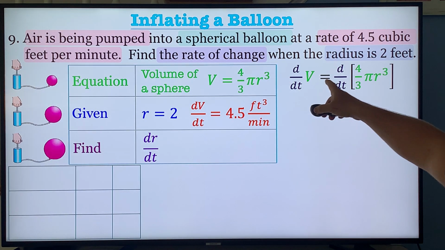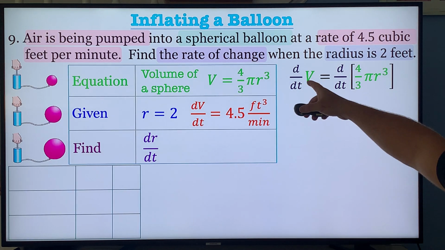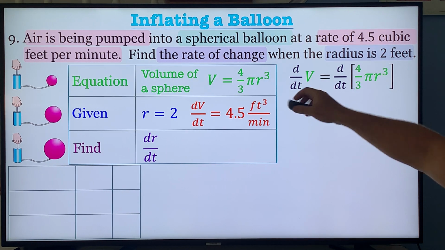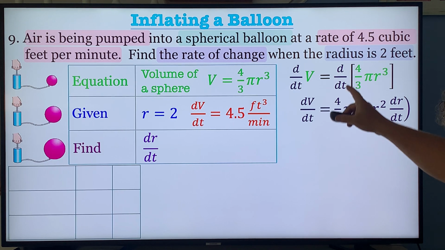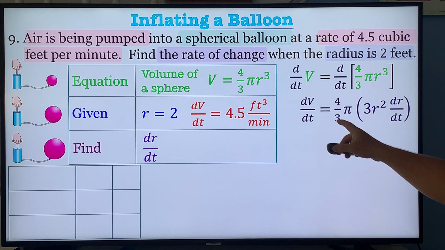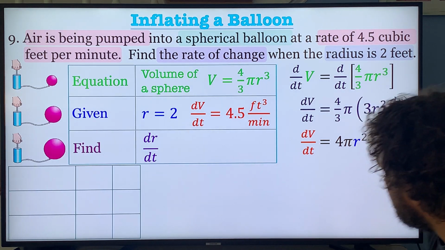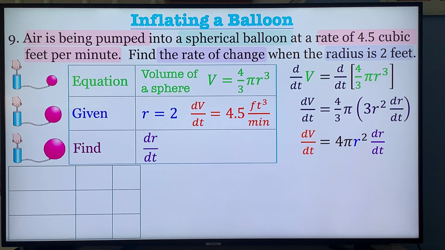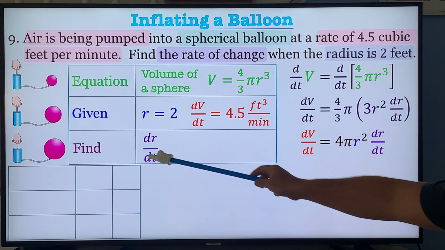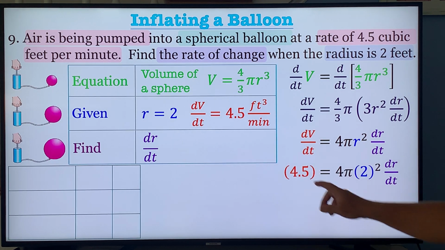d/dt of V equals d/dt of 4/3 pi r cubed. We're going to differentiate it. You done? dV/dt equals 4/3 pi times 3r squared dr/dt. 4/3 times 3 is 12 over 3, or 4 pi r squared dr/dt. Or you can just cancel the 3's. Now, when we plug this back in, we're looking for dr/dt. So we plug in dV/dt. Even though it's by itself, you can still plug it in.